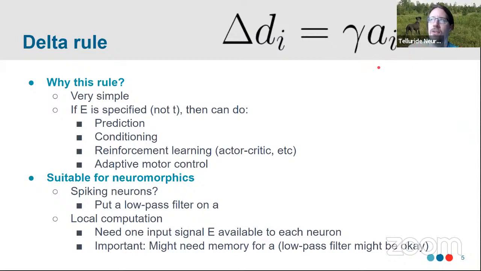One nice thing is that means you've implemented one learning rule. You can go ahead and do lots of different demos of things your system can now do.